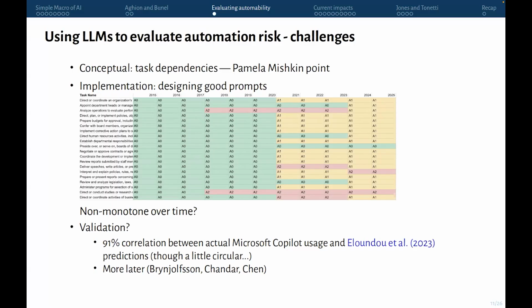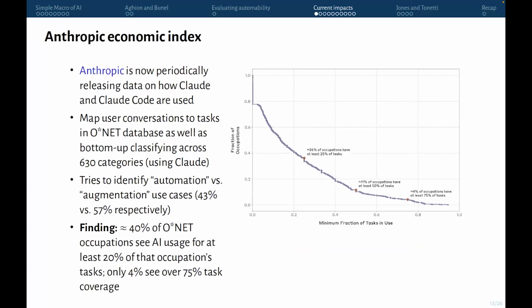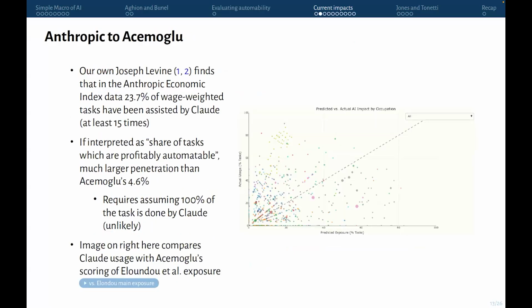And on the point of validation, I'll talk about it more in a second, but we have a figure from Joseph Levine here showing the correlation between Acemoglu's predicted exposure measure and actual usage from the Anthropic Economic Index, which shows that it's pretty noisy, but correlated.